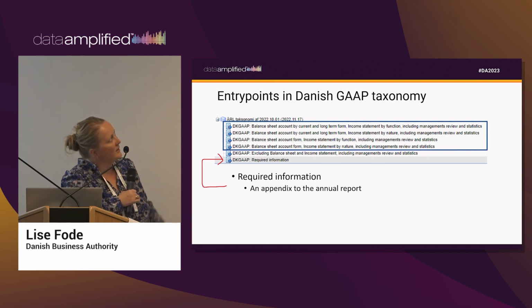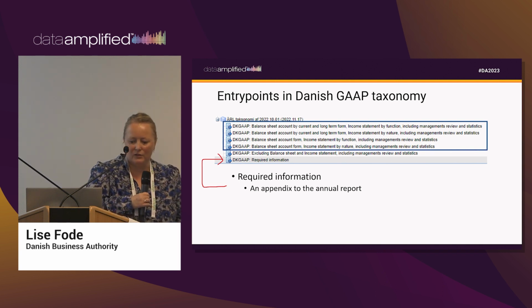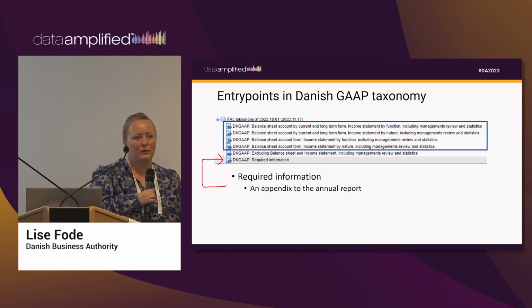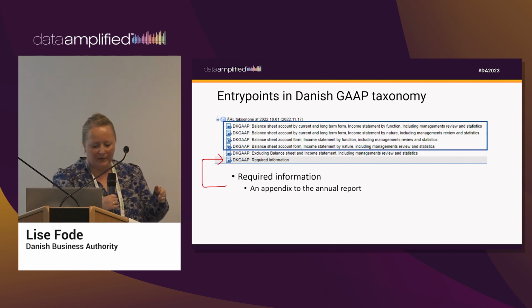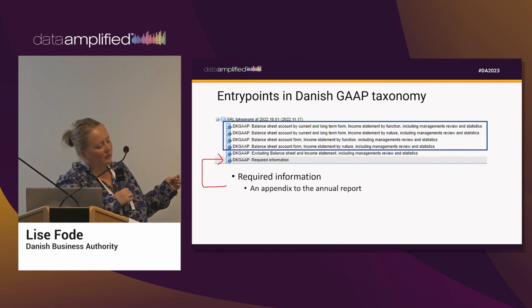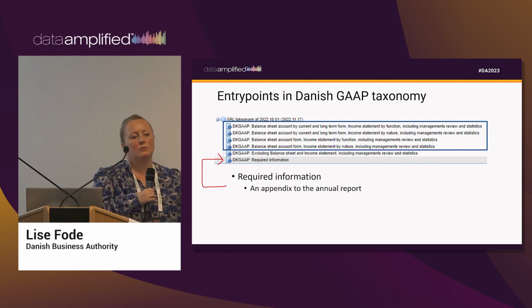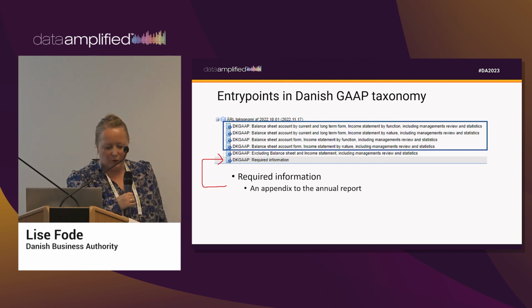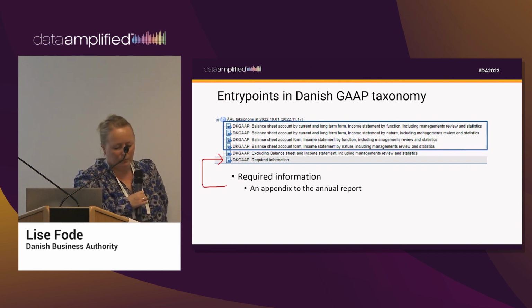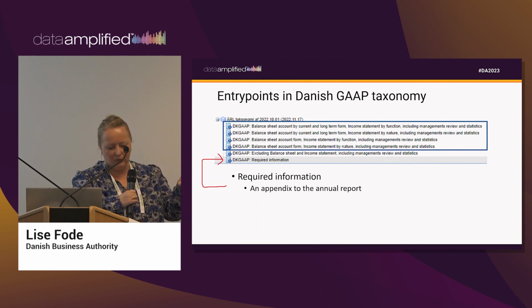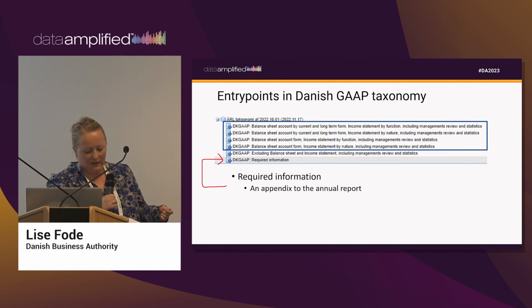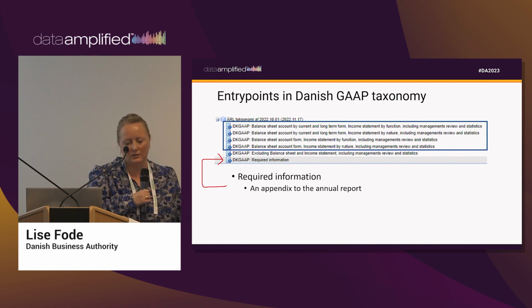We also have a sixth entry point, and that's what we call the appendix to the annual report. So in Denmark, we have made this entry point for all the information which is reported as an appendix to the annual report. So a Danish company will file the annual report plus one more XBRL document with this appendix information. And the appendix information is not published. So it's just something for the authorities alone.